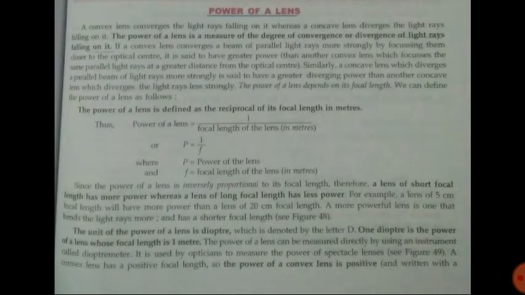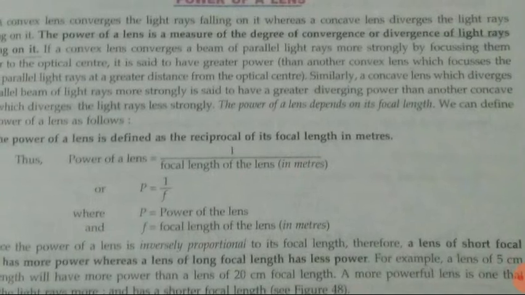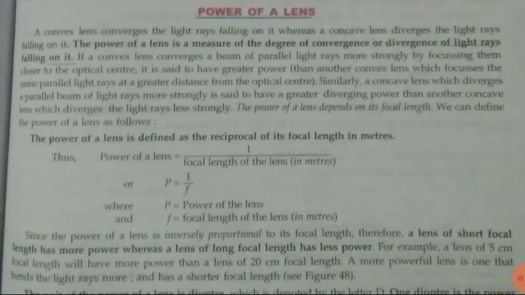Now let's move to our next topic, which is power of a lens. So what is power of a lens? The power of a lens is a measure of the degree of convergence or divergence of light rays falling on it. When we say convergence or divergence, we basically mean the bending ability of light. When light passes through any refracting medium, that is a lens, the light ray changes its path. The light ray bends.